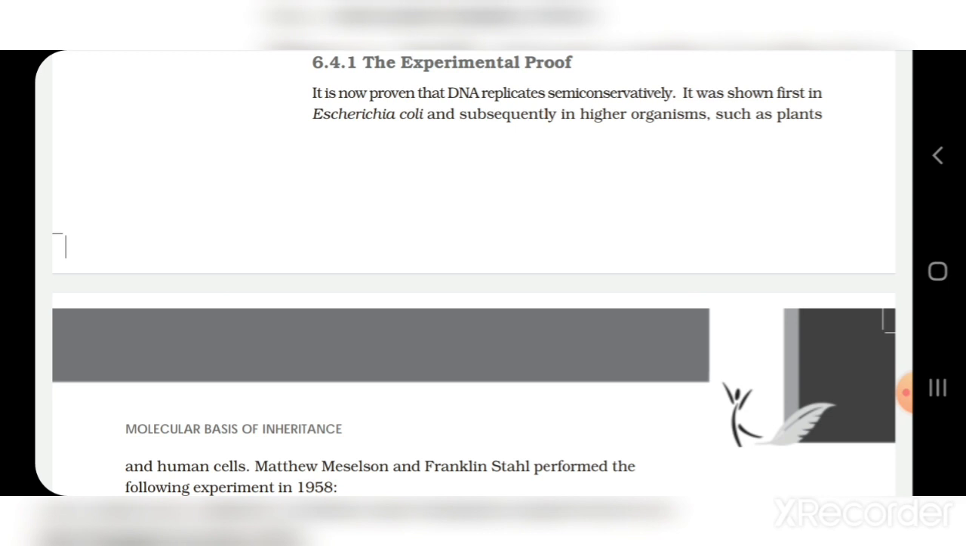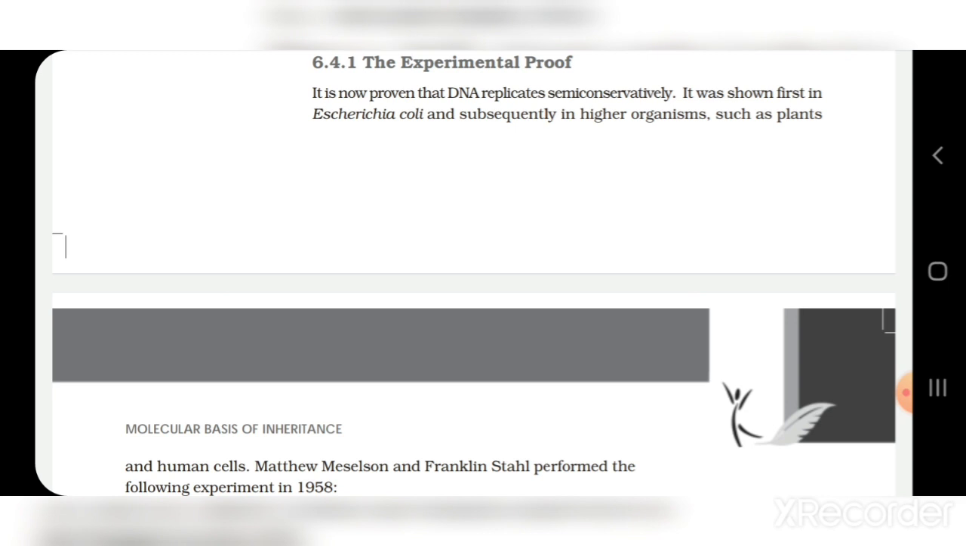Actually nitrogen is N14, right? But they used N15. The medium in which they were grown was NH4Cl with the heavy isotope of nitrogen, that is N15H4Cl, and this is the only source of nitrogen. So the DNA of the bacterial cell was also labeled with N15 nitrogen.